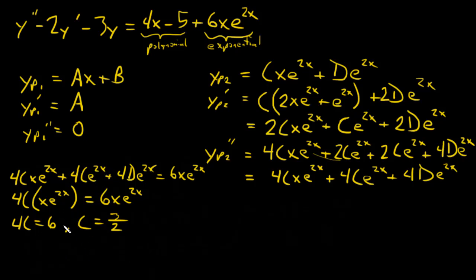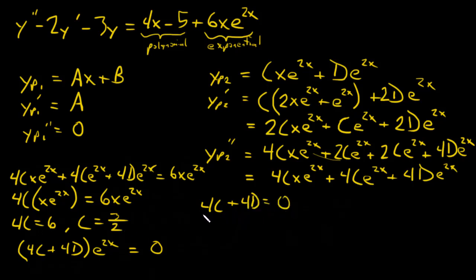2x's. So if I do e to the 2x's, I'm going to wind up with 4c, that one, plus 4d times e to the 2x equals 0. There are no e to the 2x's over here. So I've got 4c plus 4d equals 0, but I know that c is 3/2. So when I multiply that by 4, I'm going to get 6 plus 4d equals 0. D is going to equal negative 3/2. Okay? So now I have what my y sub p is here.